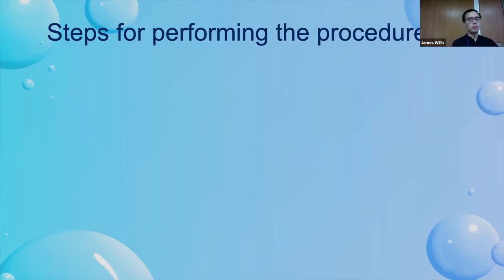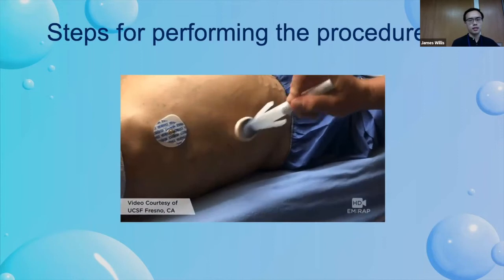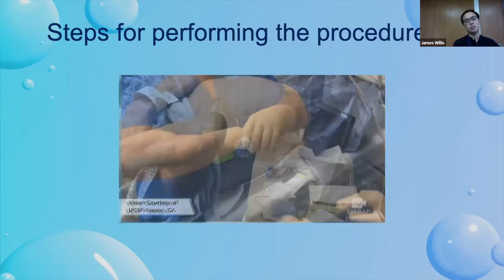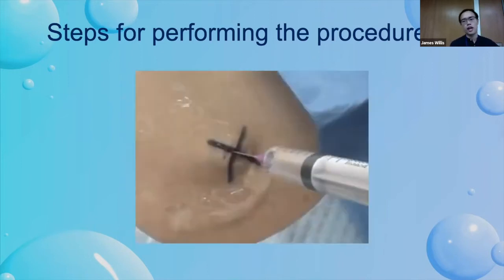All right, so steps for performing procedure now. First, mark the site. You can do it with a syringe or a marker. Then prep the skin, don gloves, and drape the site for sterility. Next, you want to anesthetize the skin with a wheal of lidocaine and then anesthetize the tract. Remember to pull back on the syringe to make sure you're not in a blood vessel.